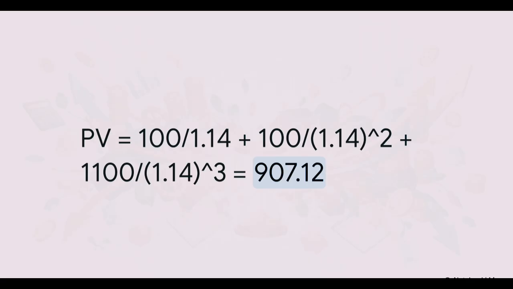As you can see, we divide the year 1 100 rupees by 1.14. Year 2 is divided by 1.14 squared. Year 3 gets the 100 rupee interest and the 1,000 rupee principal, both discounted by 1.14 cubed. On your calculator, you can use the constant division trick for this. Type 1 divided by 1.14, hit equals for the first year factor, hit equals again for the second, and so on. Multiply those factors by the cash flows, add them all up, and you get exactly 907.125 rupees. That is the fair present price of the bond.